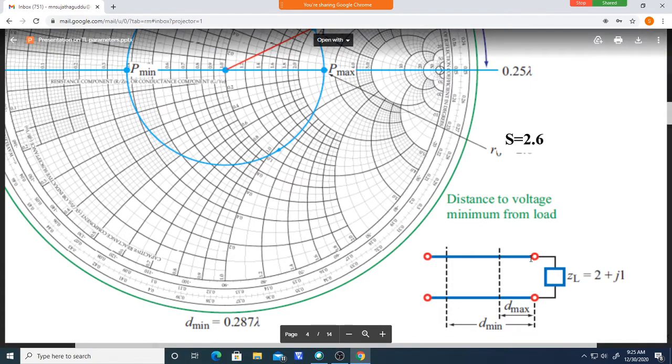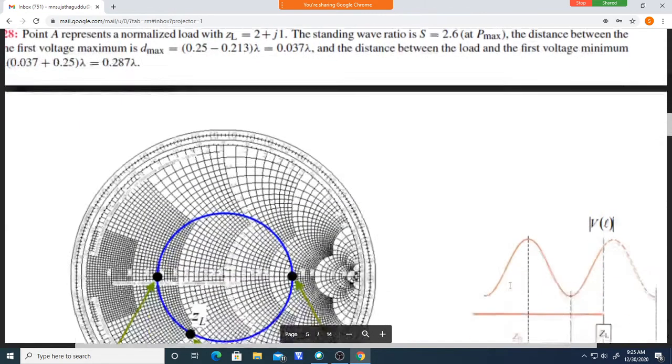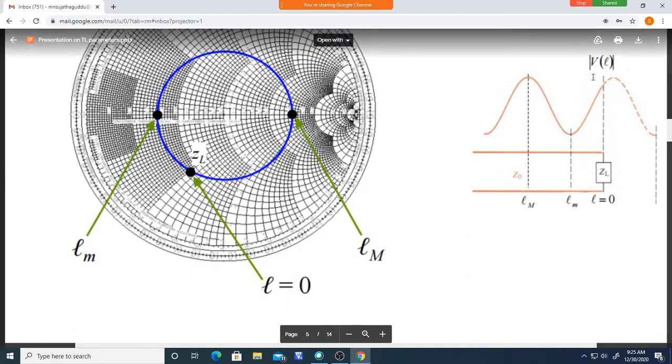At some positions, impedance becomes minimum, and impedance may increase to a higher value. Wherever voltage maxima is there, the impedance may become high. Like this is a voltage. Voltage has some value at the load position here. As you move away from the load, voltage varies like this. It does not remain the same. It becomes minimum here, then increases and reaches a maximum here.